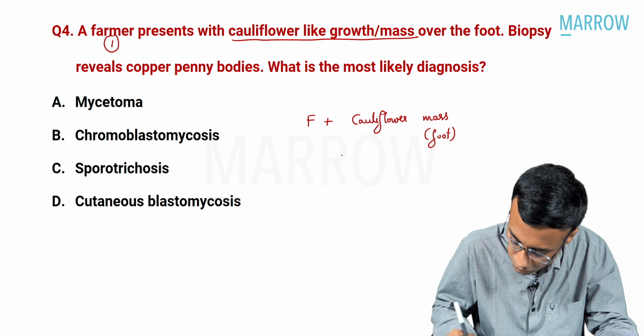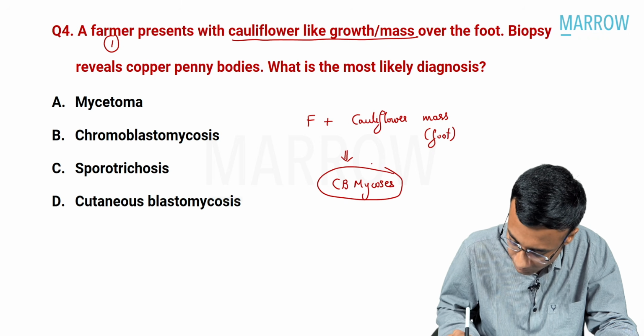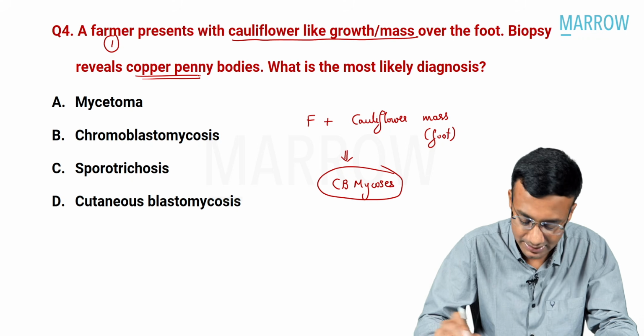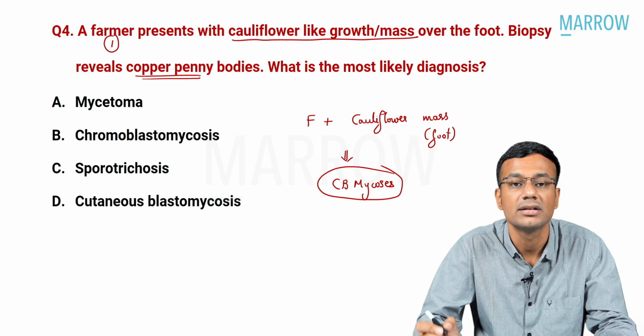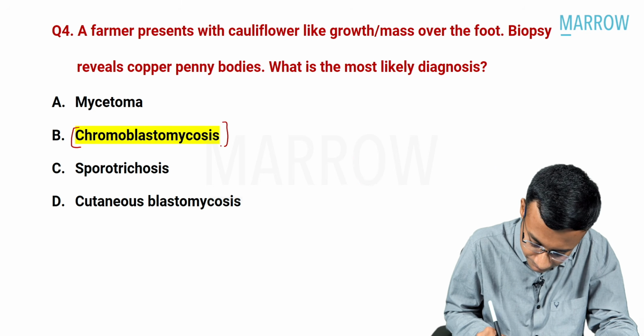There's only one diagnosis here. Cauliflower mass over the foot, the diagnosis has to be chromoblastomycosis. So this should be the diagnosis. Biopsy shows copper penny bodies. Yes, brown colored, round, thick walled bodies. What is your diagnosis? It's chromoblastomycosis.